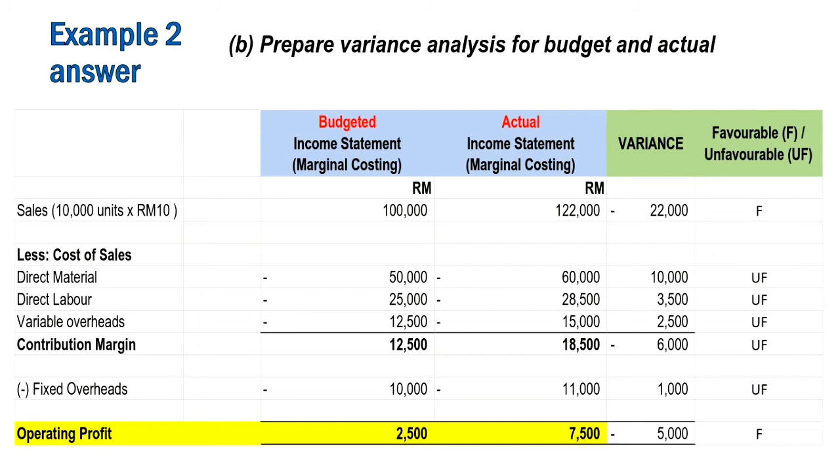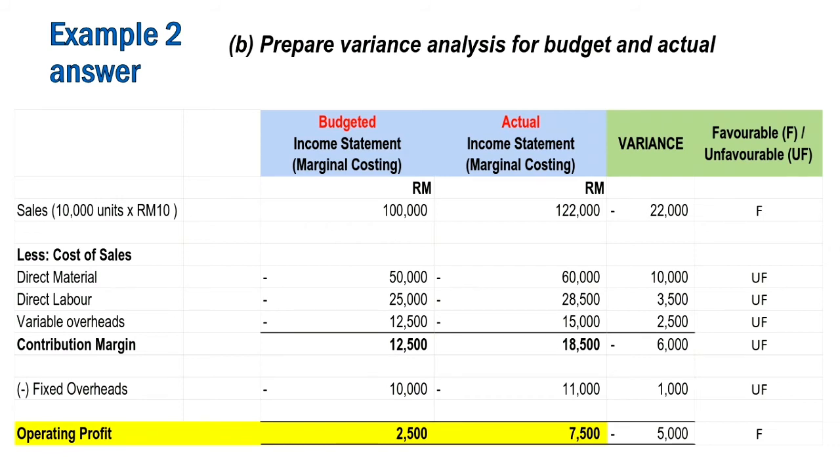Okay, so we look at the first line here, sales. Budgeted is 100,000 sales, but in actual, it is 122,000 sales. So the variance, the difference, is 22,000, which is favorable. Why is it favorable? Actual is higher than what we budgeted. We're talking about sales. When the income is higher than the budgeted, it is good. It is very favorable.